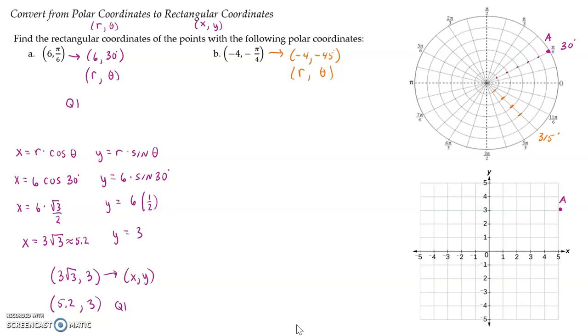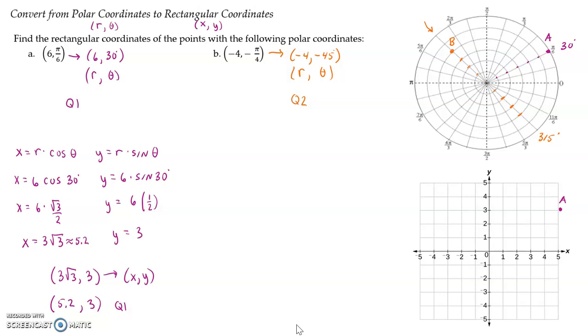Now, keep in mind that the r value is negative, so I want to stay along that same radial line, but I need to come in the opposite direction, because it was negative. So I've got 1, 2, 3, 4 units. And this is where I'm going to plot point B. Keep in mind that this is a quadrant 2 point. So after we convert this to rectangular coordinates, this point should also lie in quadrant 2.